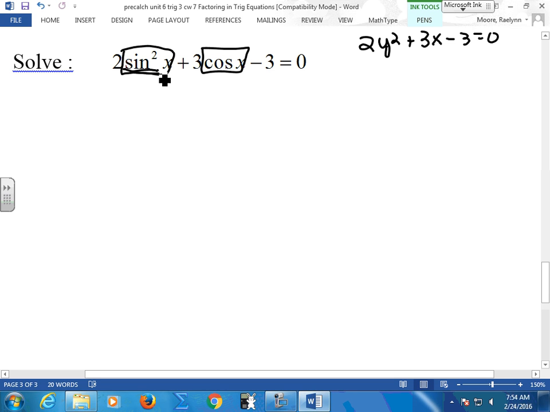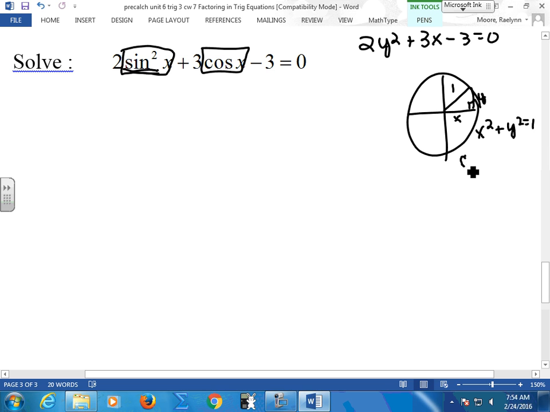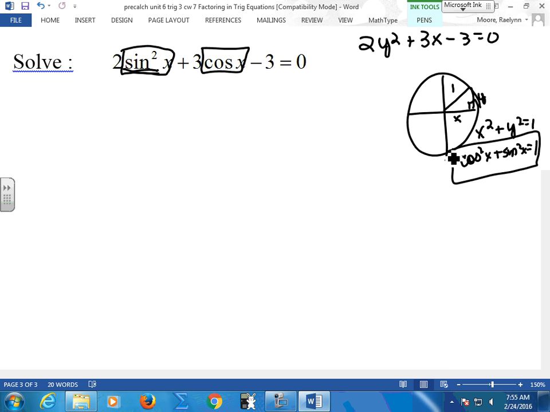This is your Pythagorean identity. On your unit circle, the easiest way to remember this is the value of x, this is the value of y. X squared plus y squared equals 1. X is the cosine. Cosine squared plus sine squared equals 1. Without this, you're not going to be able to do a lot of the substitutions. Remember back in algebra they said this is the only one you really have to memorize.